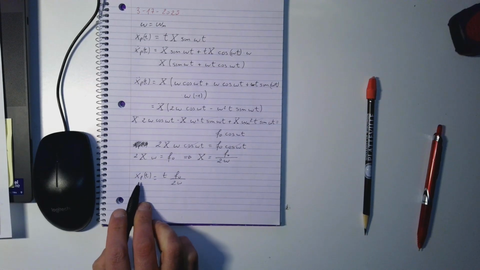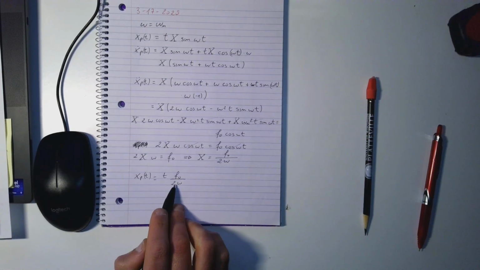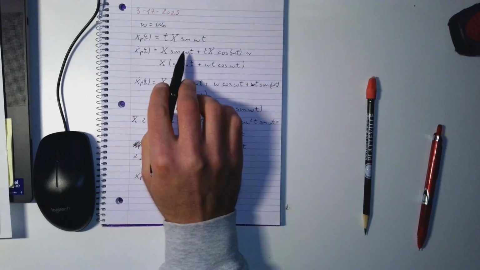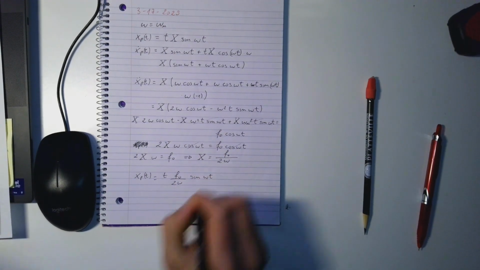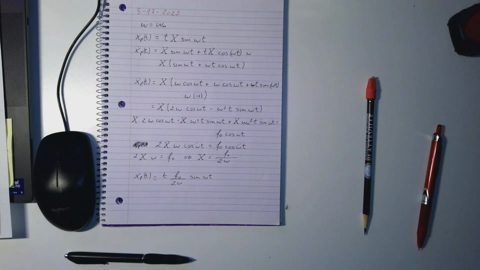So we have that the particular solution is equal to t f0 divided by 2 omega multiplied by sine of omega t. Makes sense? So now we found the particular solution of the non-homogeneous equation.